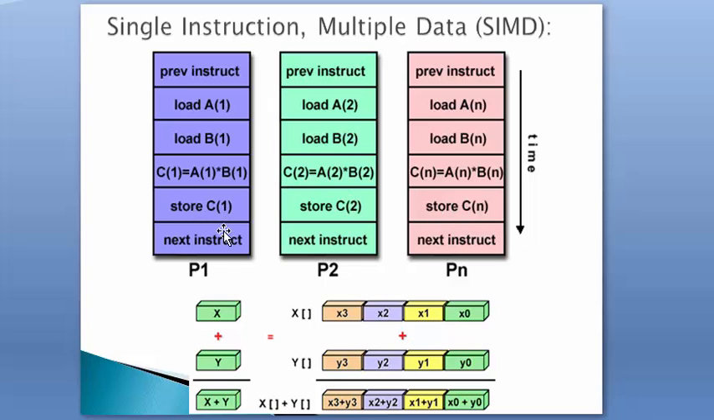Two varieties: processor arrays and vector pipelines. Examples: processor arrays, Thinking Machines CM-2, MasPar MP-1 and MP-2, ILLIAC IV; vector pipelines, IBM 9000, Cray X-MP, Y-MP and C90, Fujitsu VP, NEC SX-2, Hitachi S820, ETA10. Most modern computers, particularly those with graphics processor units, employ SIMD instructions and execution units.